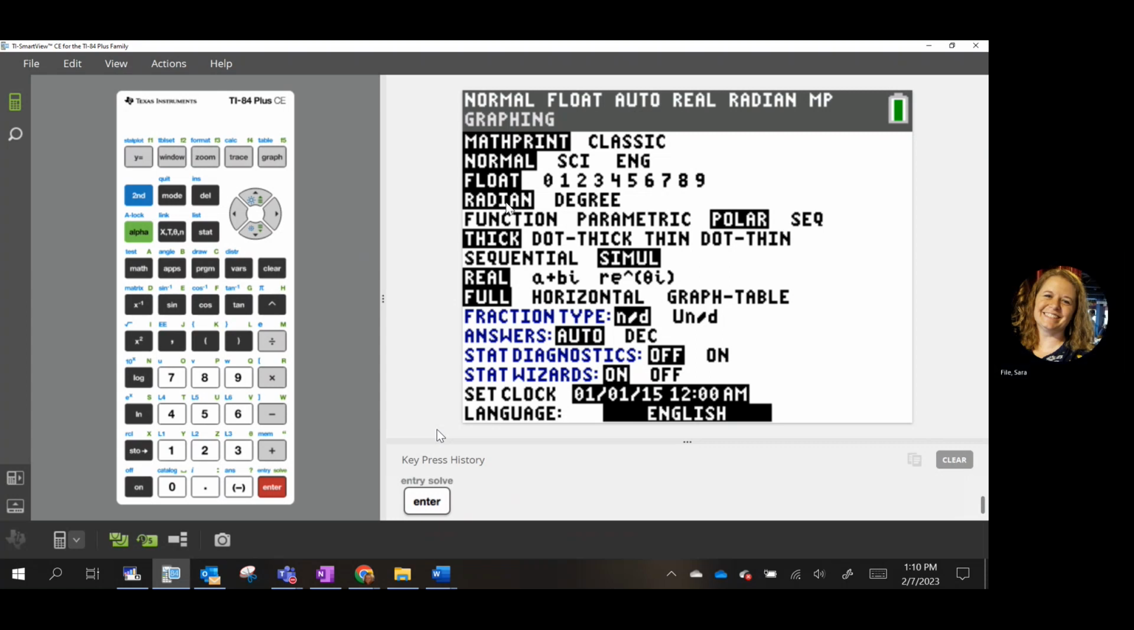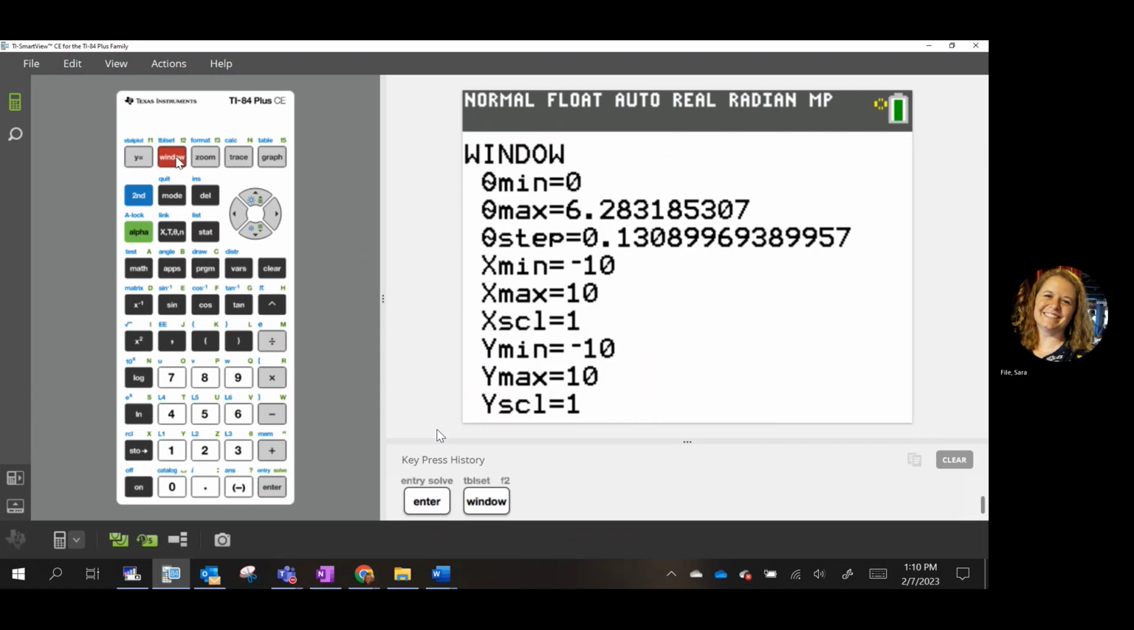Good? Once you have the correct modes, we're going to go to the window settings up here. We are working in radians, so notice it's theta, because we're in polar mode. We want theta to be 0 to 2 pi, which is 6.28. And then the step here.